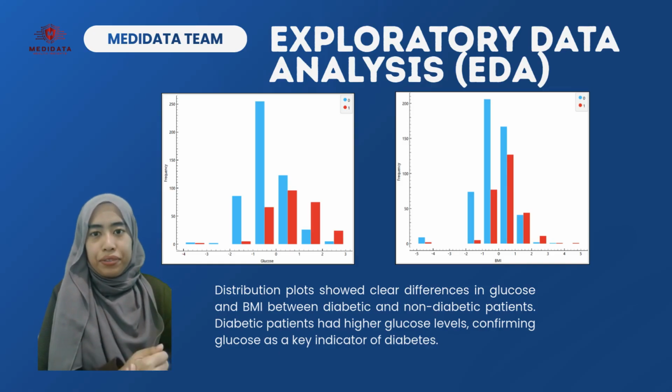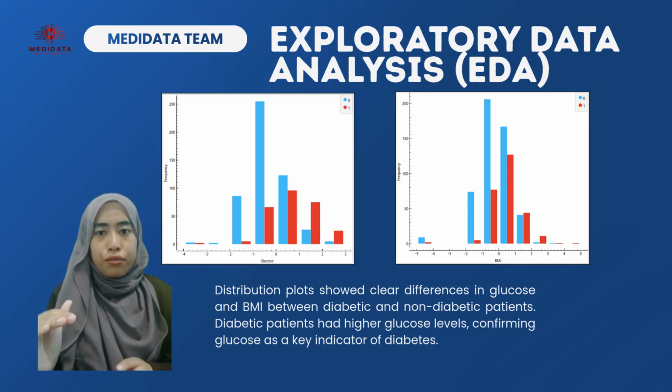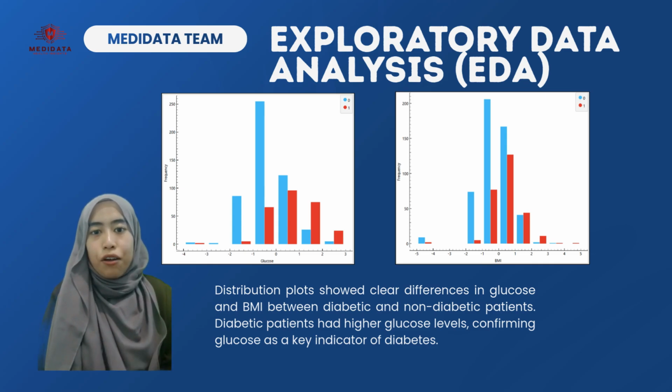Distribution plots show clear differences in glucose and BMI between diabetic and non-diabetic patients. Diabetic patients had higher glucose levels, confirming glucose as a key indicator of diabetes.